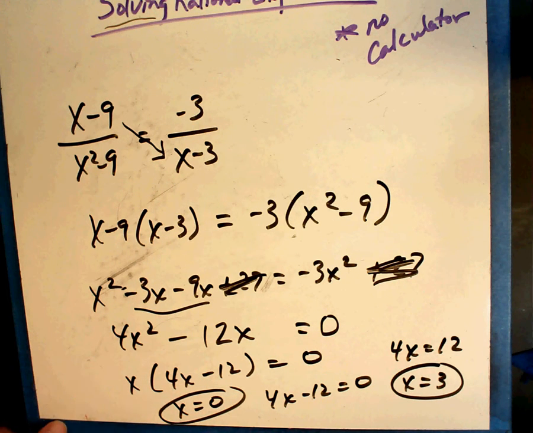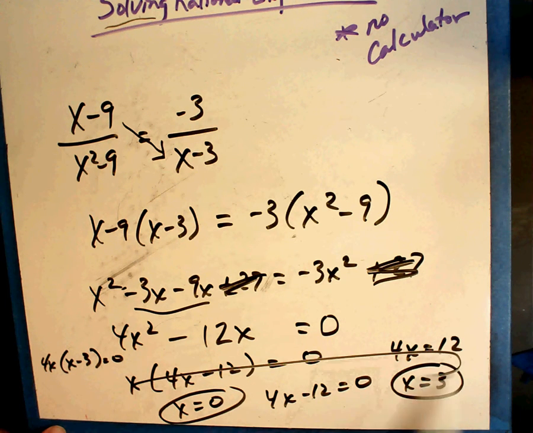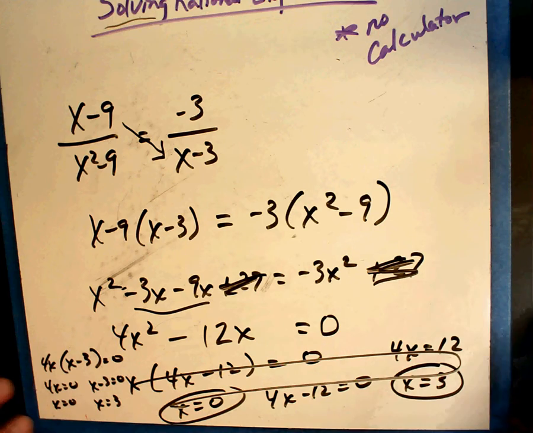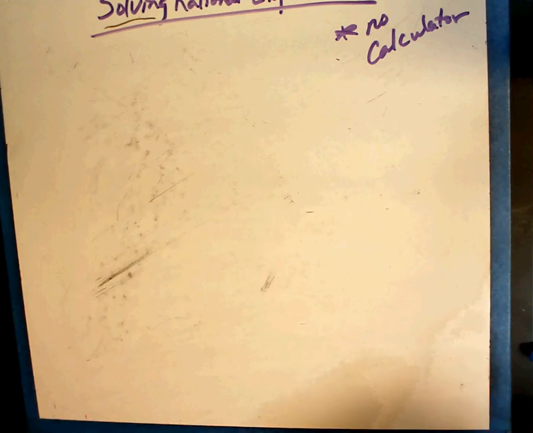How would that have worked? Well, if I took a 4x out, then this would have been x minus 3 equals 0, so notice I have 0 and 3 as my answers. If I had 4x equals 0, x equals 0, then x minus 3 equals 0, and x equals 3. I got the same two answers. It didn't matter which way I did it. Okay, so let's try one more of those. Multiplying and dividing, you're going to try to cross multiply to get that thing to disappear.